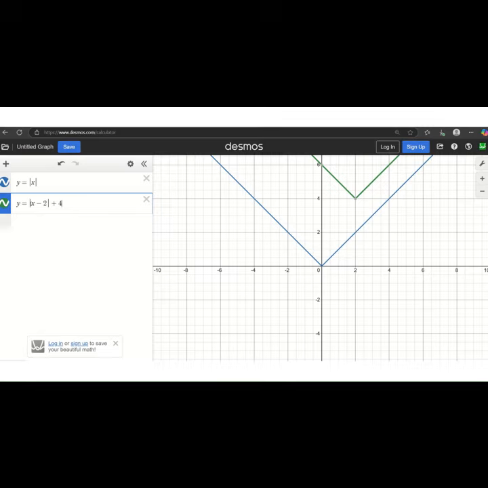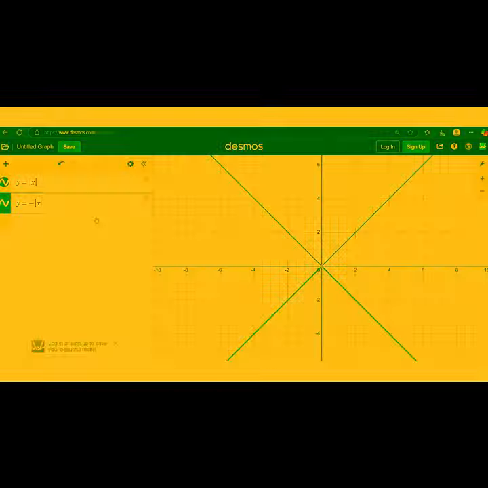Adding a negative in front of the absolute value will flip it over the x-axis. So it will flip it and then perform a slide. If I get rid of all of the extra stuff that I have there, we can see that more clearly, that the negative flips it over.